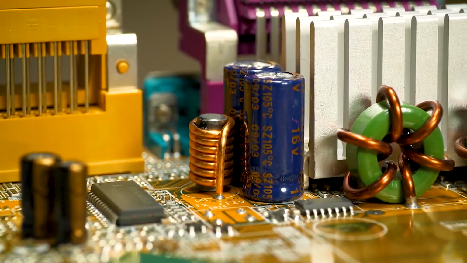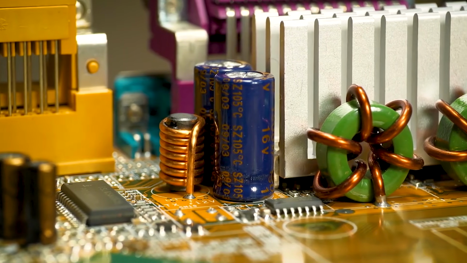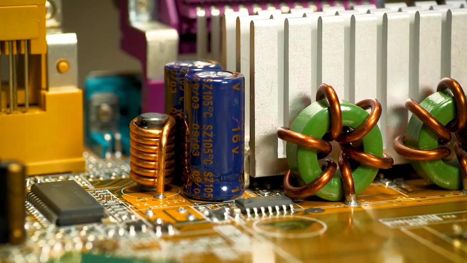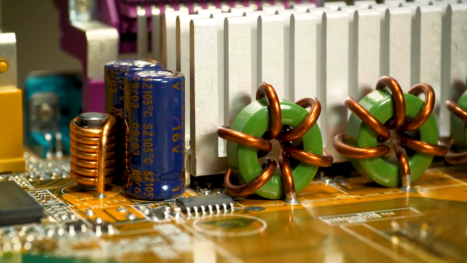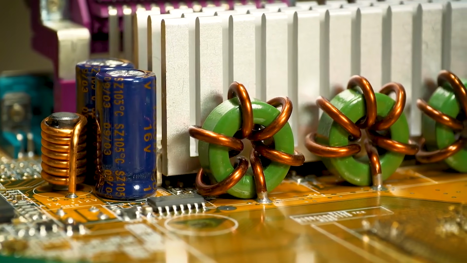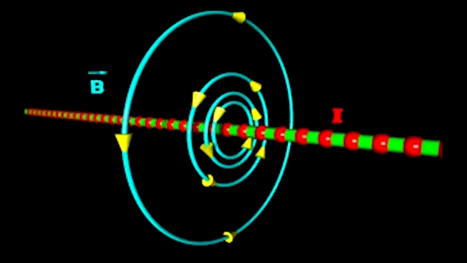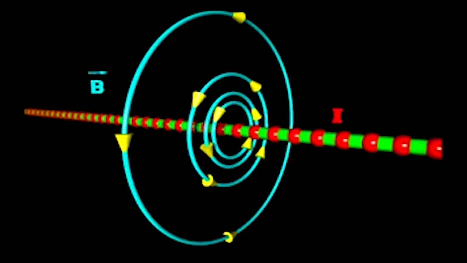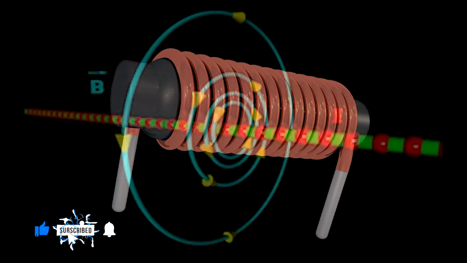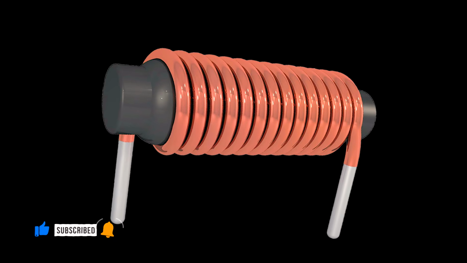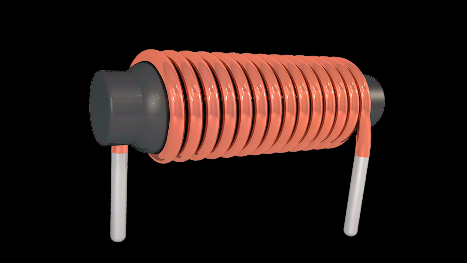An inductor looks simple from the outside, just a coil of wire. But inside that coil hides one of the most powerful principles in electrical engineering. When current flows through a conductor, it creates a magnetic field. And when that conductor is wound into a coil, the magnetic field becomes concentrated and stronger. That is the basic idea behind an inductor.